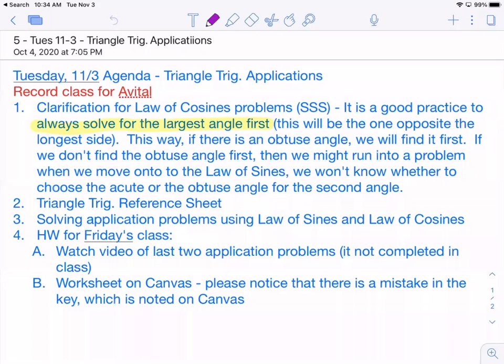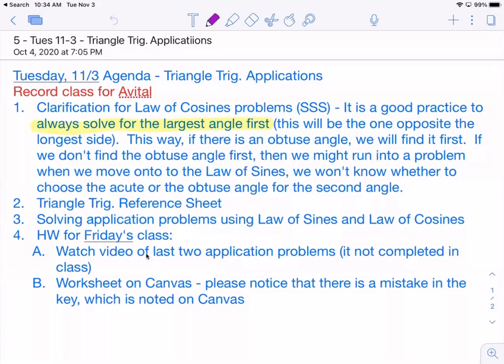Okay, good. All right, so today what I want to do is talk a little bit about the law of cosines, and if you have the side case, something that I forgot to emphasize last time. Then we're going to go over the triangle trig reference sheet, which needs one correction. So I want to make sure you correct it or you printed out the new version. And then what we're going to focus on today is solving application problems.